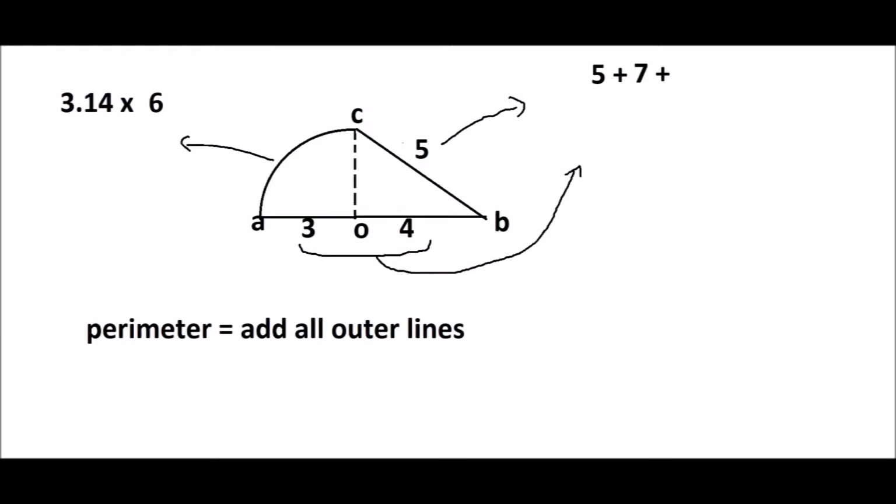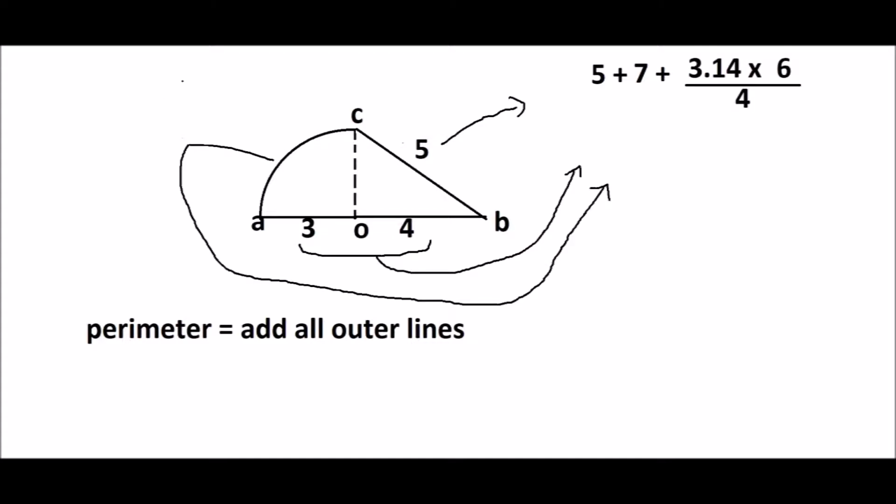The curved line is actually a quarter circle, and therefore to find the perimeter, it is pi times diameter, and remember that the diameter is twice the radius, so 3 times 2, 6, pi times diameter divided by 4, because it is a quarter circle. So 5 plus 7 plus 3.14 times 6 divided by 4.